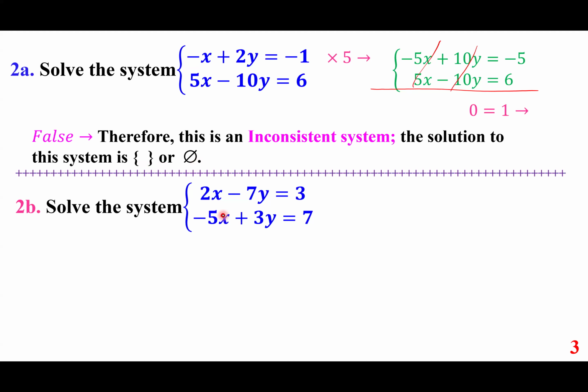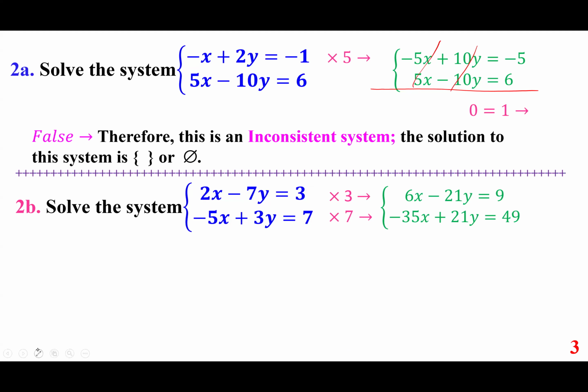What about this one? If you want to solve for x, you can multiply this one by 5, this one by 2, if you want to get rid of the x. If you want to get rid of the y, you can multiply this one by 3, with this one by 7. The point is, it depends on which variable you want to get rid of. Let's say we are getting rid of the x, so let's multiply this one by 3 and this one by 7. So what do we get? The first equation becomes 6x minus 21y equals 9. The second one becomes minus 35x plus 21y equals 49.